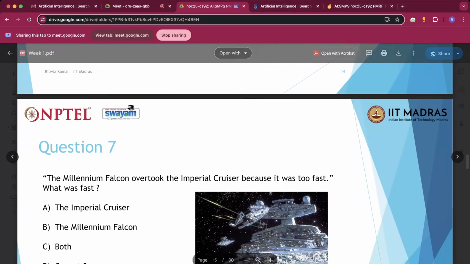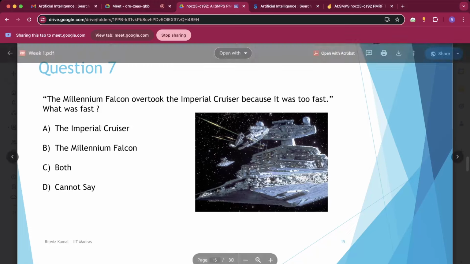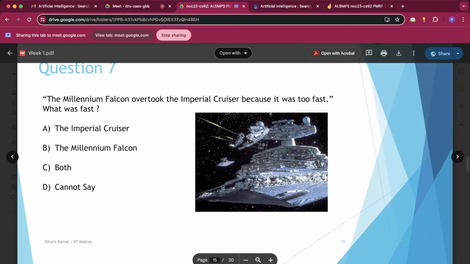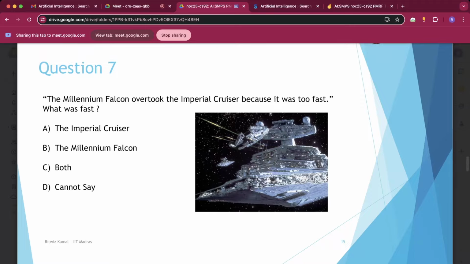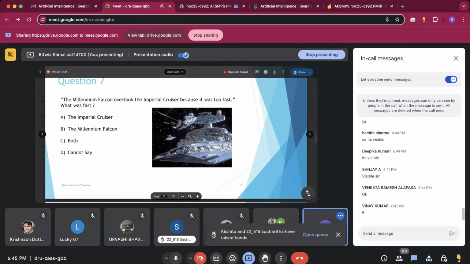Okay, let's move on to the seventh question then. It's a similar kind of question, but the way the question is presented is a bit different, and the sentence is also different. The Millennium Falcon overtook the Imperial cruiser because it was too fast. Now, what was too fast? What is this "it" referring to? B, that's right.